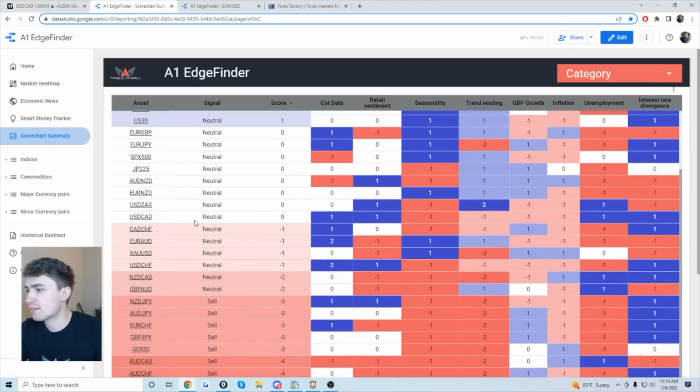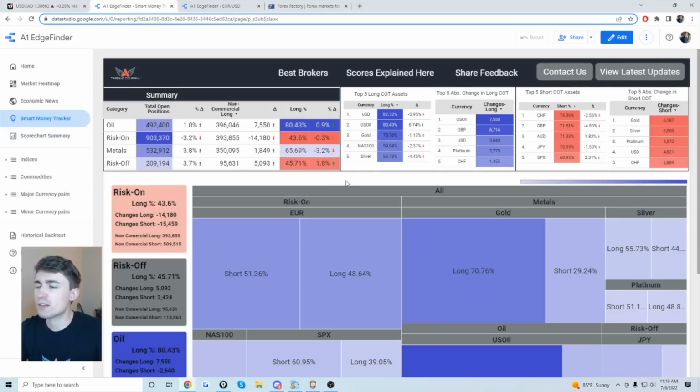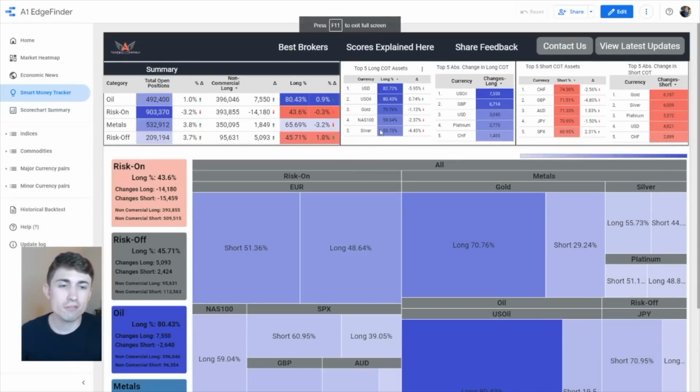So USDCAD, kind of neutral, so nothing crazy. But from a price action standpoint, I do kind of like it. I want to show you guys this. Going into the Federal Reserve news today, what I find very intriguing is that if we look at the top long positions held by institutional traders, which we track with our market scanner, the A1 Edge Finder, you can see that the strongest total COT positions right now, percentage-wise, are the US dollar and the oil market. Those are the top 5 long COT assets.